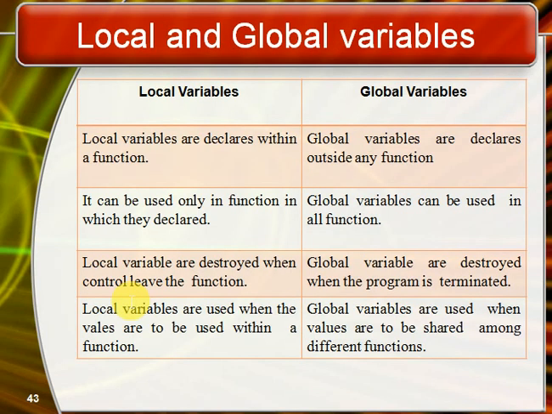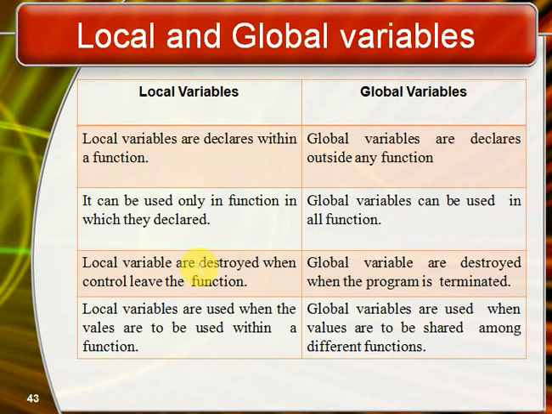Now the difference between local and global variables. Local variables are declared within the body of the function, while global variables are declared outside the function. Normally global variables are declared before the main function. Then the second difference is that local variables can be used only in the function in which they are declared. However, global variables can be used in all functions.